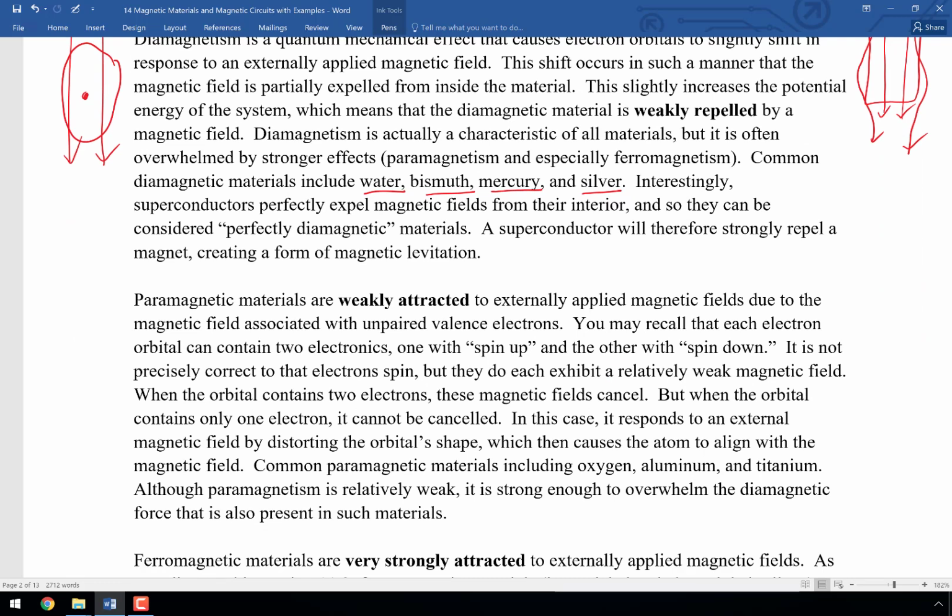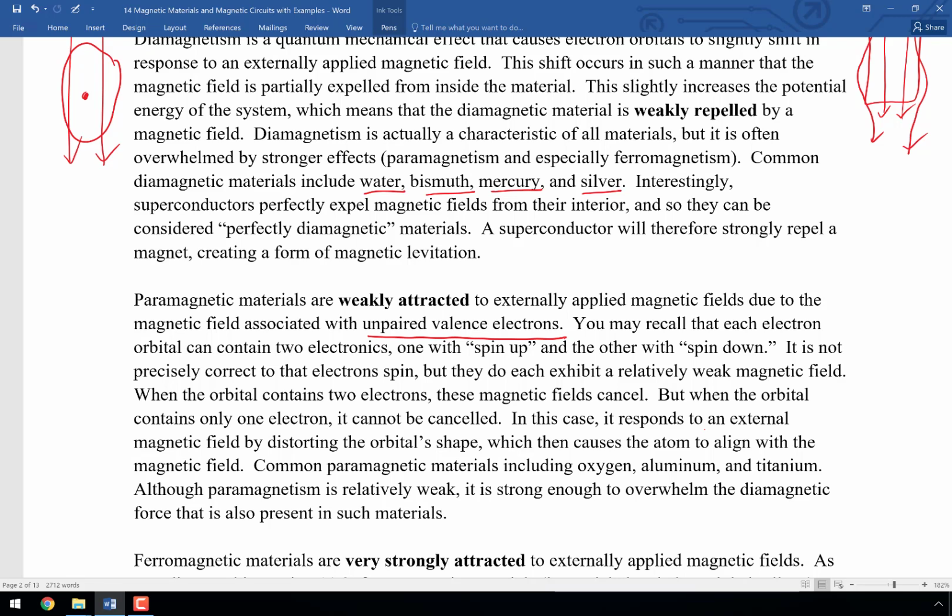And the reason for this is that they have unpaired valence electrons. And again, this is not a class in quantum mechanics. As much as I wish it were a class in quantum mechanics, it's not. We're not talking about atomic physics here, but just know that we have two electrons in each orbital, one that's spin up and one that's spin down. That's a bit of a misnomer. The electrons don't actually spin, but they do have a magnetic field, and the spin up electrons have a magnetic field that is in the opposite direction to the spin down electrons. So if the orbital contains two electrons, then those two magnetic fields will perfectly cancel.